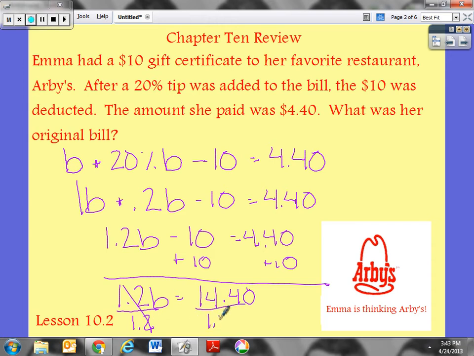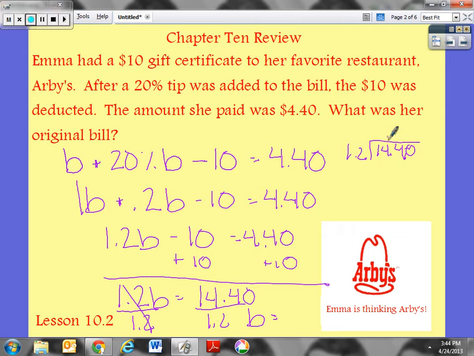Divide both sides by 1 and 2/10. I'm going to be left with B is equal to, now let's see here, $14.40 divided by, that's an ugly 1 2/10. Multiply both by 10 to get that decimal out of there. So it becomes 12. That becomes 144 divided by 12. And I believe, let's see here.